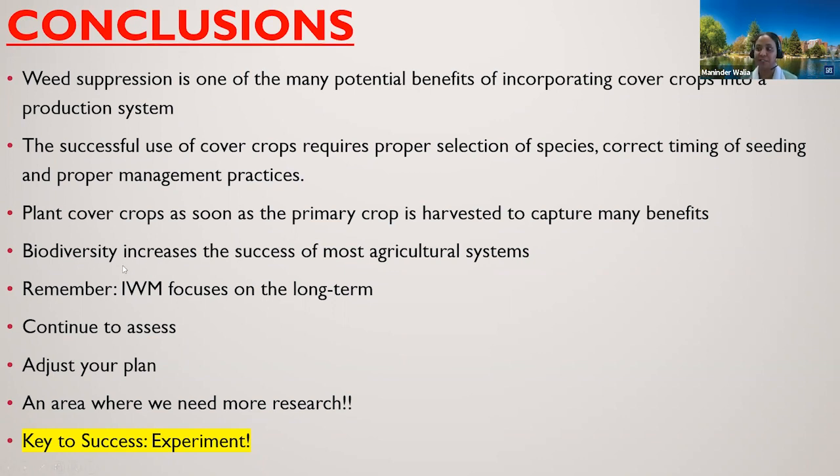Biodiversity is the key. It always increases the success of most agriculture systems. And remember, integrated weed management focuses on the long term. So always continue to assess and focus on your goals, how you want the system to function in the future, and what's the best way to get there. And then adjust your plan accordingly. I think there is more research that needs to be done in this area. And key to success is to experiment, which will always provide you some more learning curves. So always experiment, that would help with success.